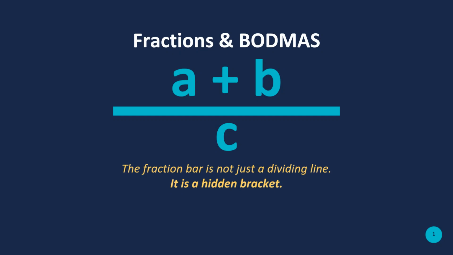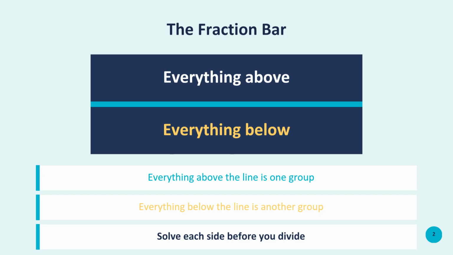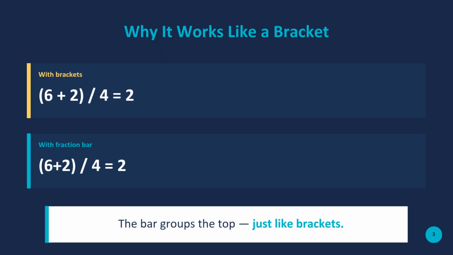Fractions and BODMAS. The fraction bar is not just a dividing line, it is a hidden bracket. The fraction bar splits the problem into two parts. Everything above the line is one group. Everything below the line is another. You solve each side first, then divide. This is why it behaves like a bracket.